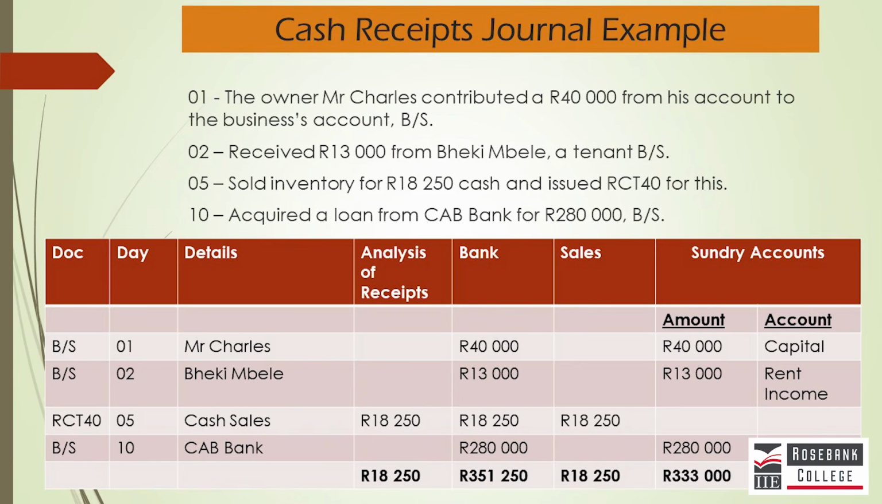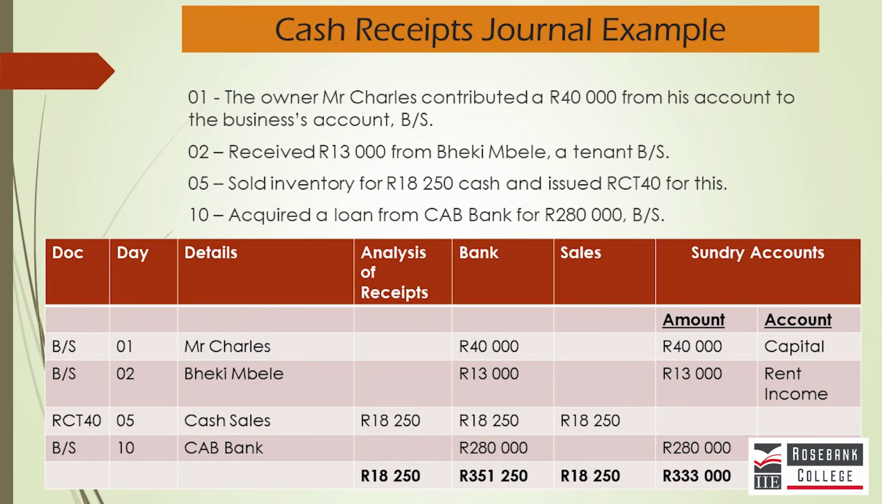Transaction 3 occurred on the 5th day of the month and it says, sold inventory for 18,250 Rand cash and issued RCT 40 for this. The document number in this case is stated as RCT 40 and will be shown as such on the journal. Details, we will have cash sales because the money comes from cash we received from selling. Analysis of receipts, we record 18,250 because it is money we received in our cash register roll for the sale. Bank will also be 18,250 and cash sales we will record 18,250. Sundry account, we won't record anything because sales is part of the main account.